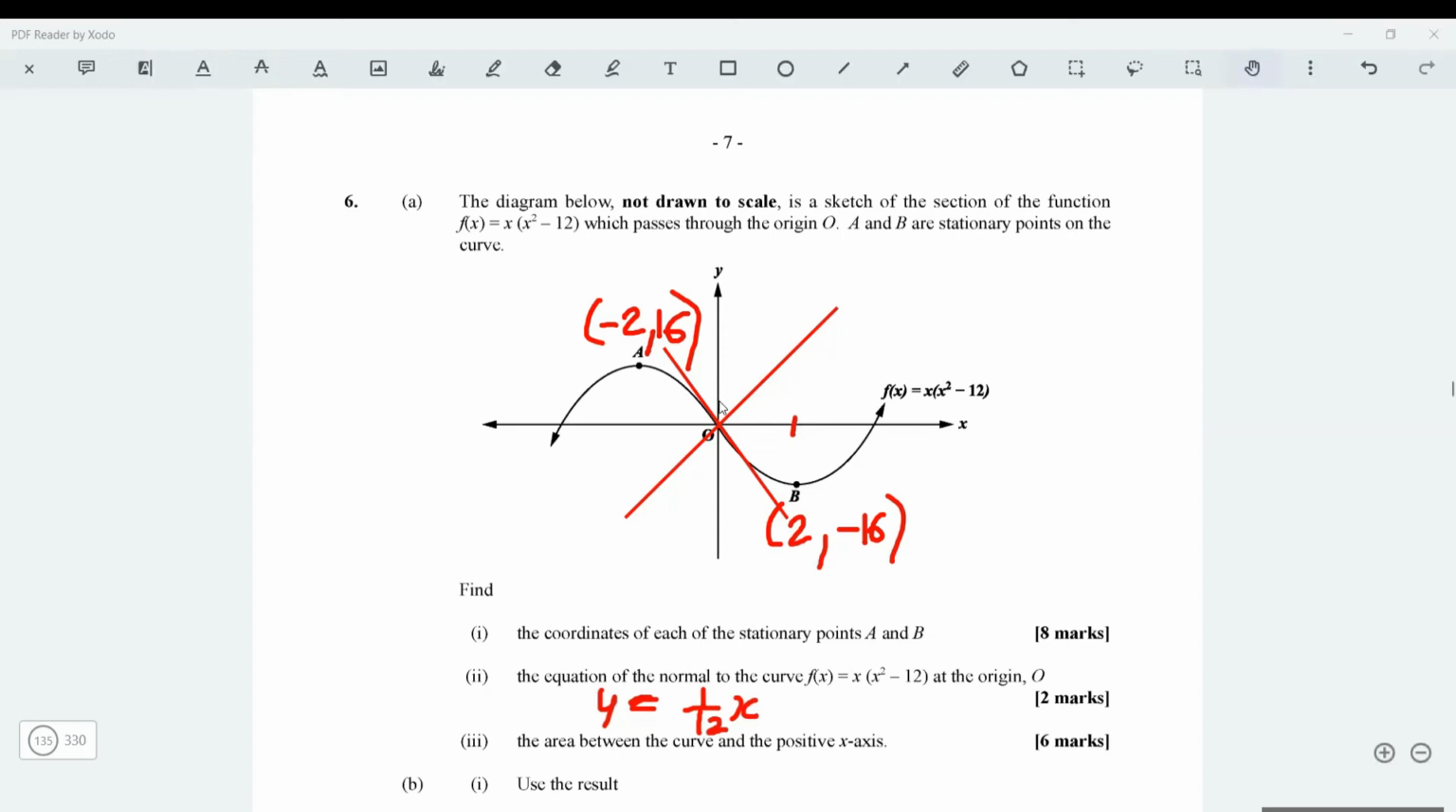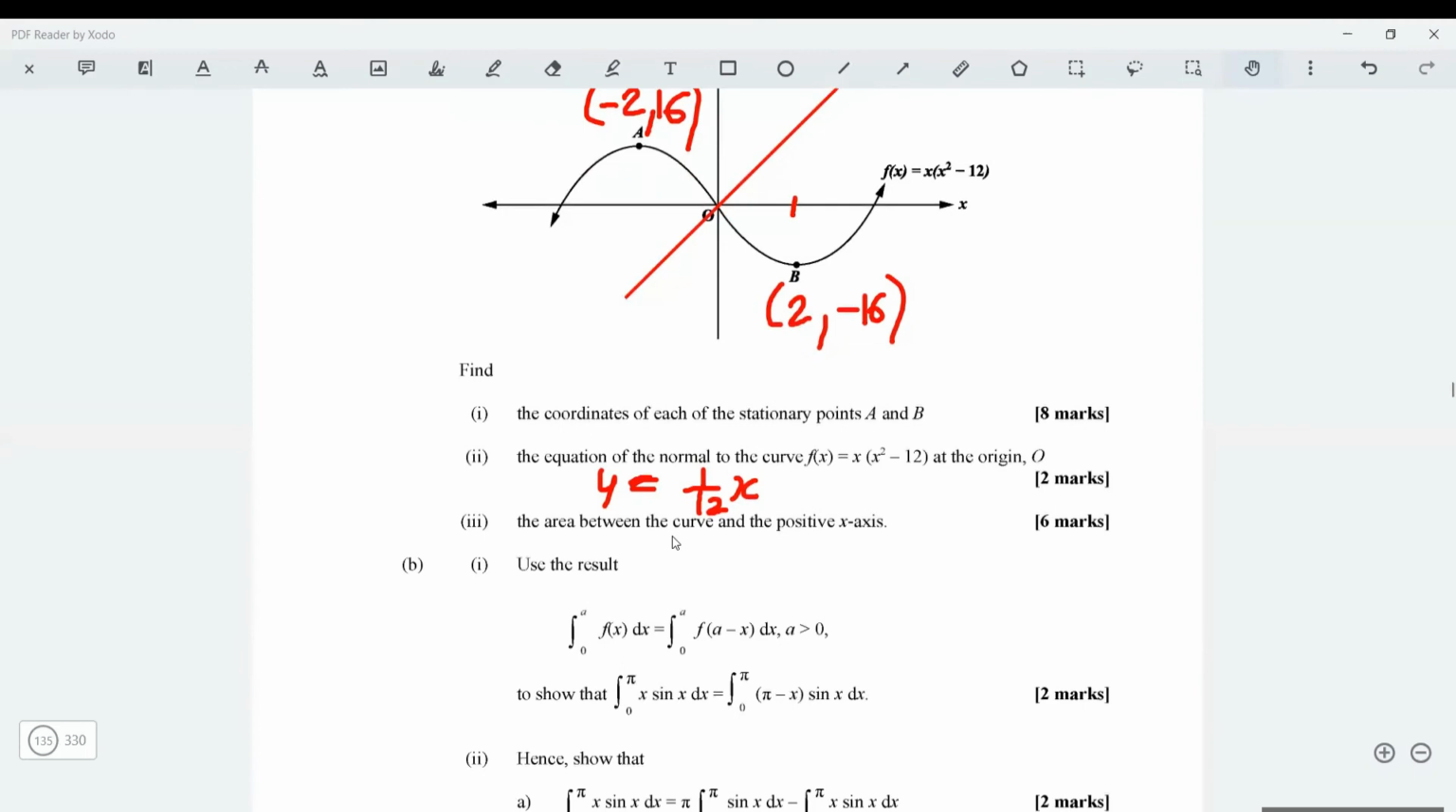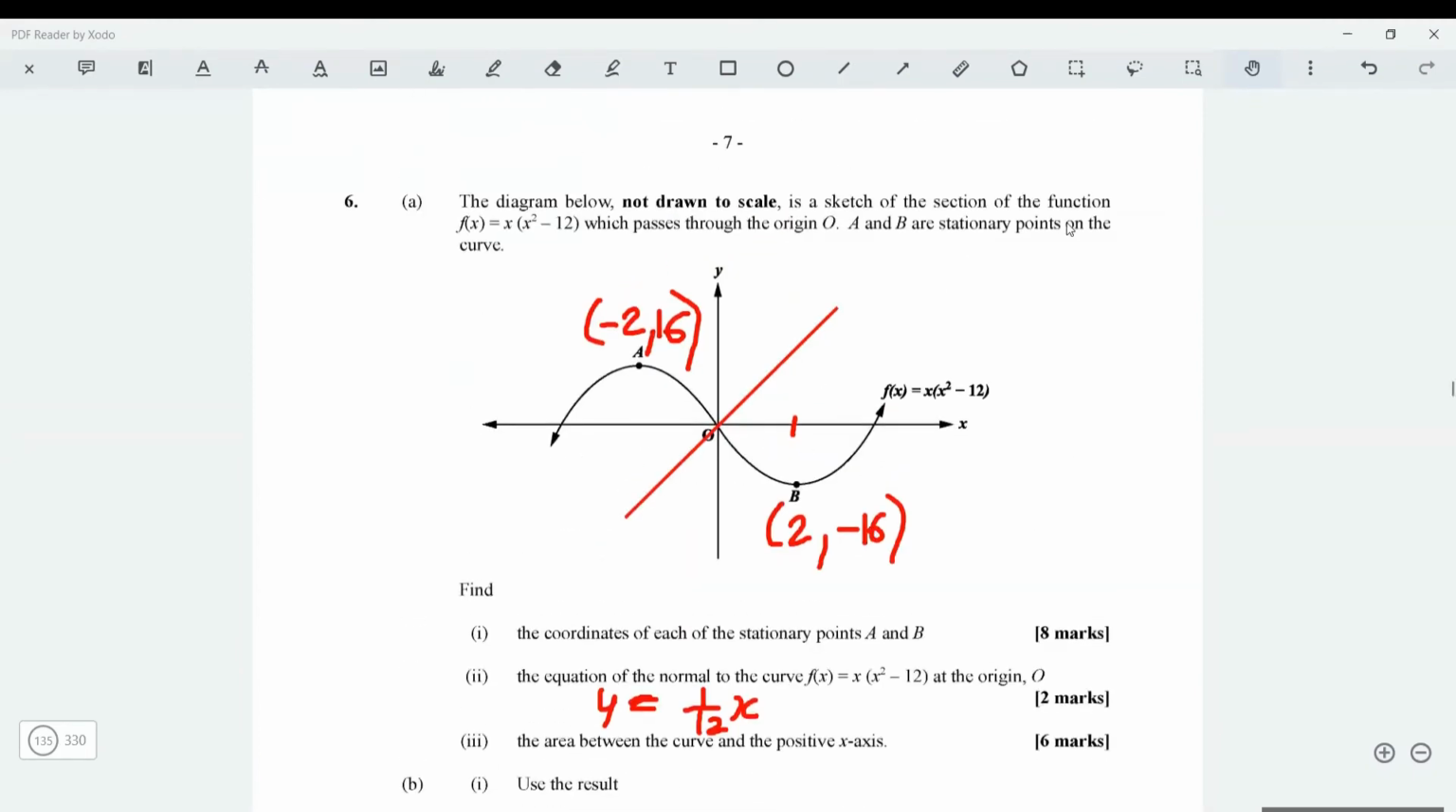Make sense for just 2, right? Yes, sir. Nice. So now the next thing they want is to find the area between the curve and the positive x direction. So Marika, what they want is the area between the curve and the positive x direction. This area right here, they want this area.